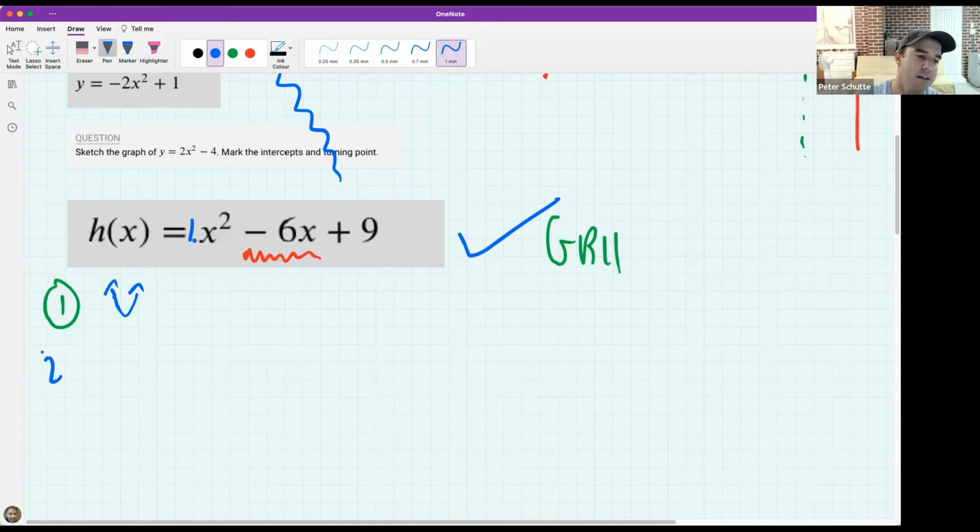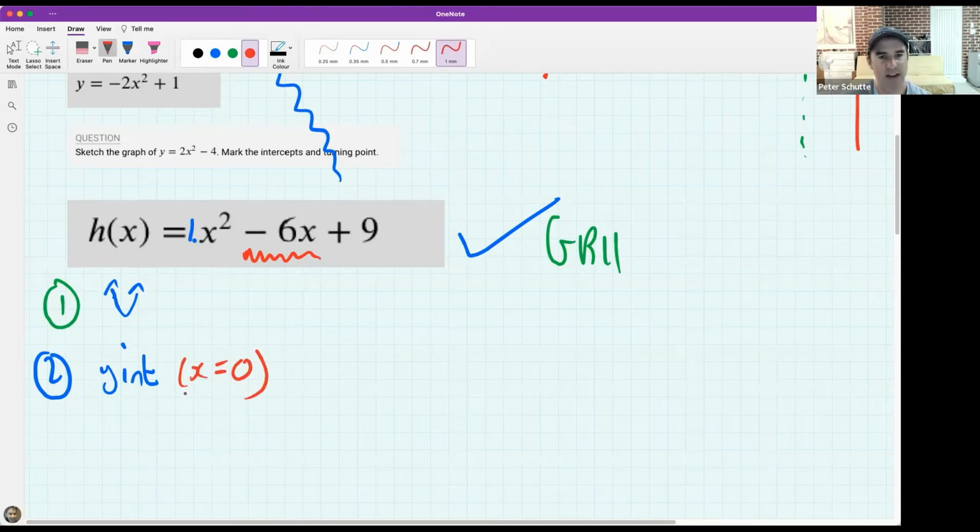Second step, I always need to find the y-intercept. How do I find my y-intercept? What's the important step I need to do? We used it in straight lines. Pop it in the chat. Make x equal to 0. Exactly.